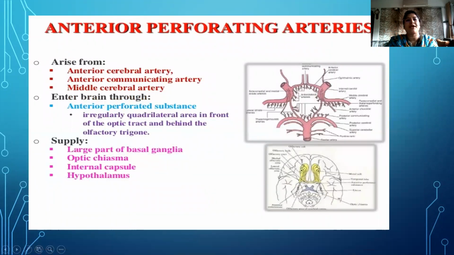Now, the anterior perforating artery is formed by the anterior cerebral artery, anterior communicating artery, and the middle cerebral artery, which enters the brain through the anterior perforated substance, which is an irregularly quadrangular area in front of the optic tract and behind the olfactory trigone. And it supplies mainly a large part of the basal ganglia, optic chiasma, internal capsule, and hypothalamus.